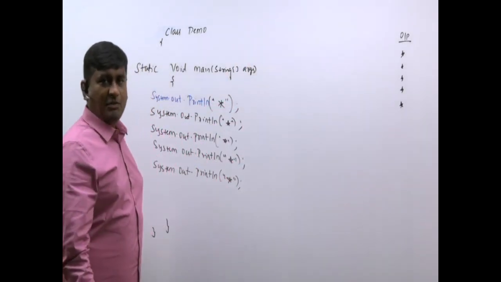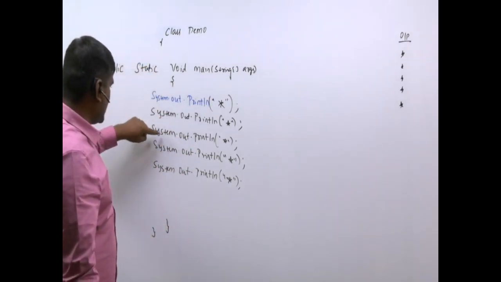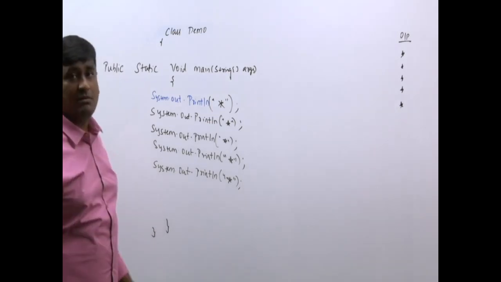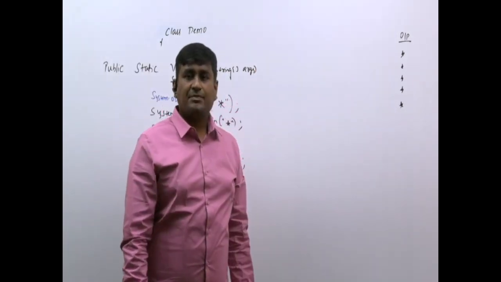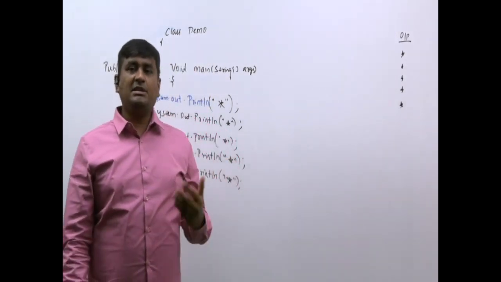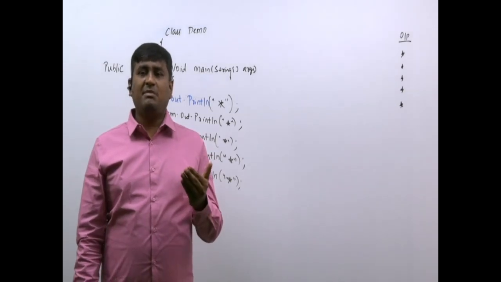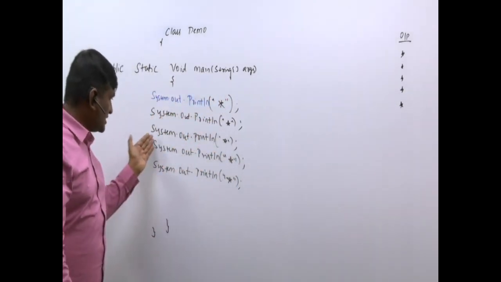Just count how many lines of code you have written in order to display that output. 1, 2, 3, 4, 5, 6, 7, 8, 9, 10, 11 lines you have written. And you got the output 5 stars. Assume if I want to display 10 stars, then how many lines of code you will be writing? Sir, obviously, maybe 10 times I will be writing system.out.println star, system.out.println star, system.out.println star.